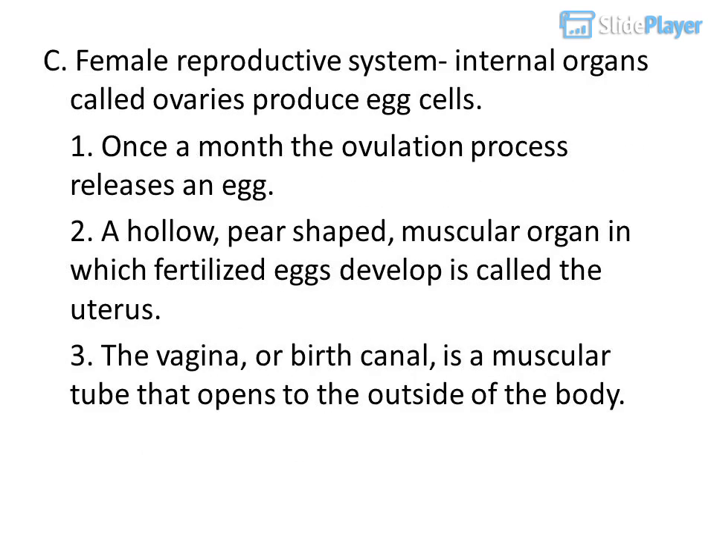Female reproductive system. Internal organs called ovaries produce egg cells. 1. Once a month the ovulation process releases an egg. 2. A hollow, pear-shaped, muscular organ in which fertilized eggs develop is called the uterus. 3. The vagina, or birth canal, is a muscular tube that opens to the outside of the body.